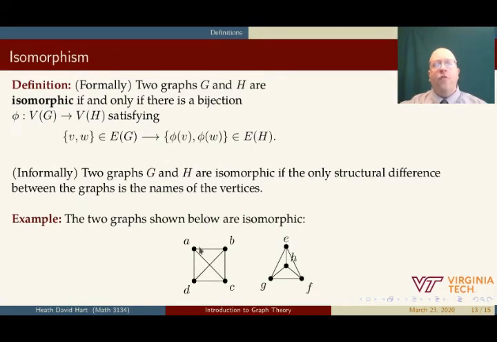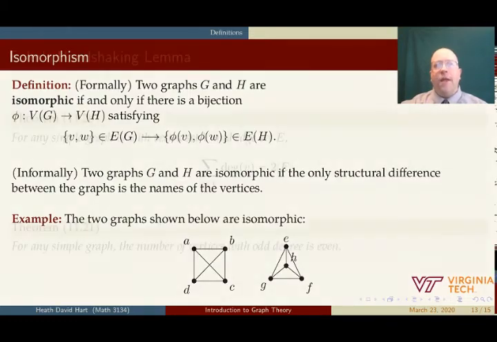As an example, these two graphs are isomorphic. In fact, both graphs are K4. This has 4 vertices, and there's an edge between every pair of vertices. This also has 4 vertices, and there's an edge between every pair of vertices. It's drawn differently, but structurally, every vertex is connected to every other vertex, just like they are in this graph. There's no structural difference between these two graphs. And so we say that they're isomorphic. In the next video, we're going to look at isomorphism much more carefully.